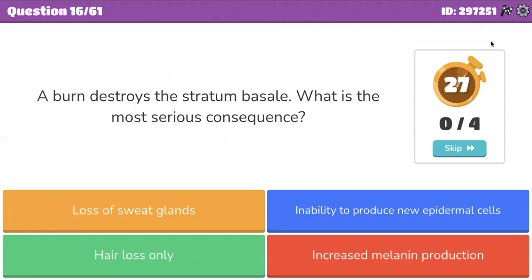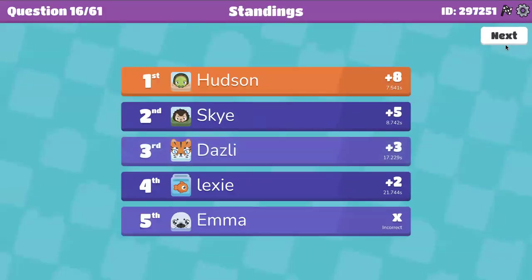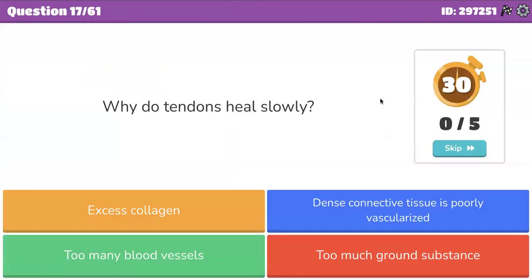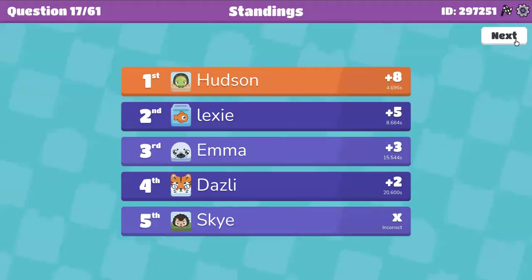A burn destroys the stratum basale. What is the most serious consequence? I just talked about it earlier. Oh, I forgot I made a question about it. Yep, the inability to produce new epidermal cells. It's because you're destroying all of the ones that do the cell division to create new cells. Why do tendons heal slowly? If you break a bone, it'll heal faster than if you break a tendon. It's because tendons are poorly vascularized, which means they don't have a lot of blood vessels, and blood vessels carry all of the building blocks to the repair site.